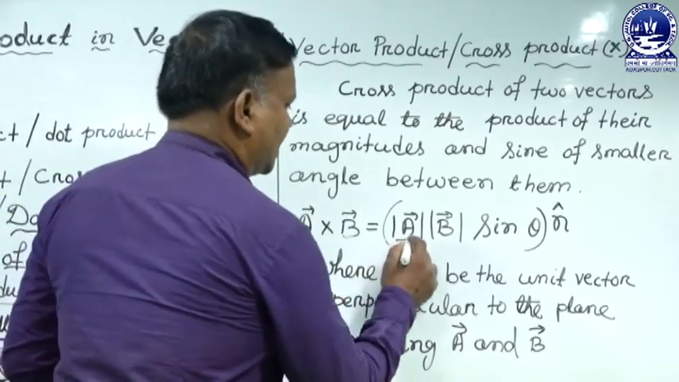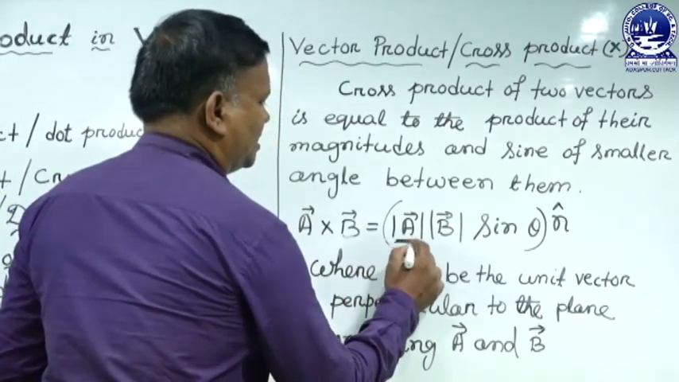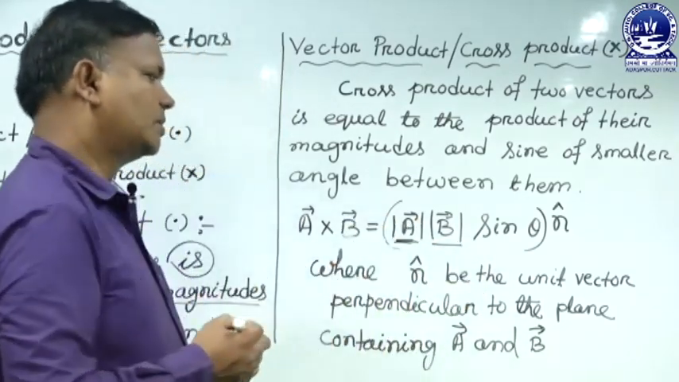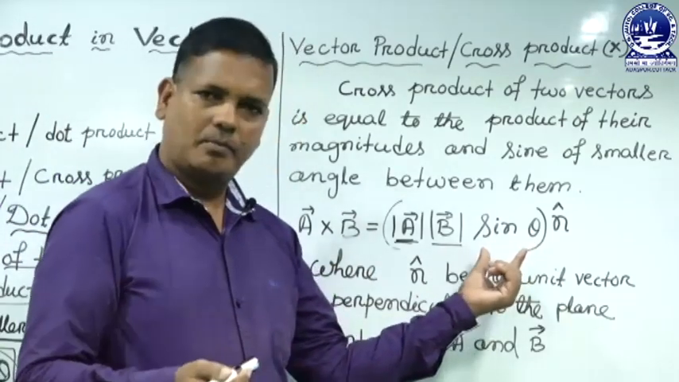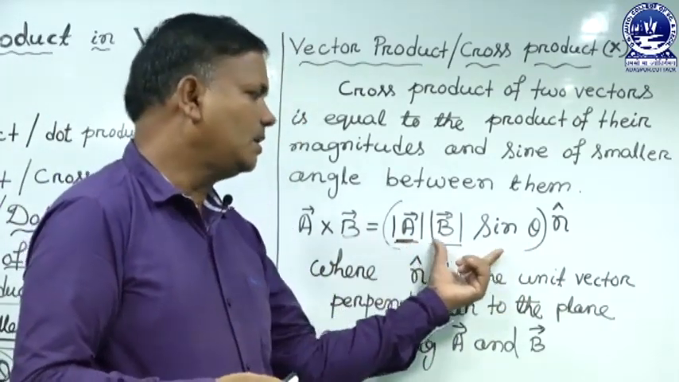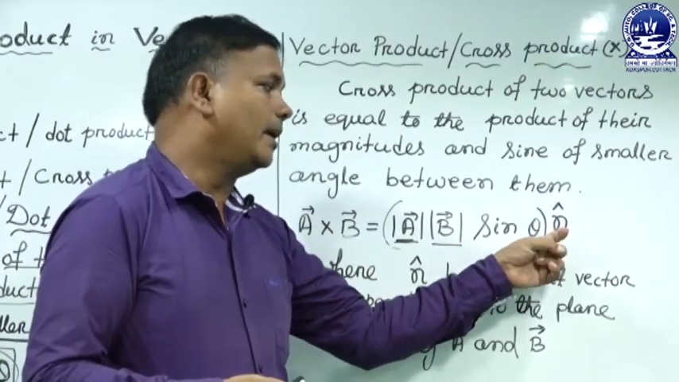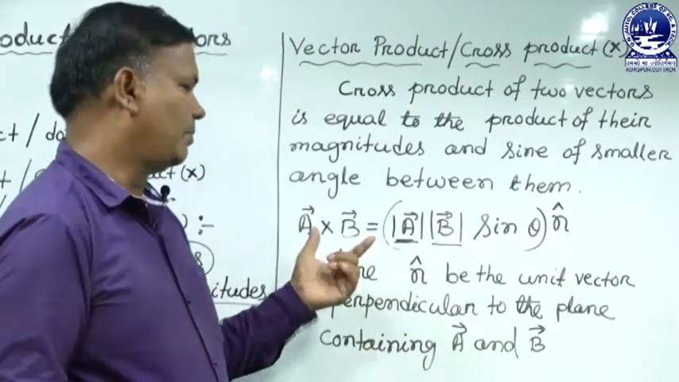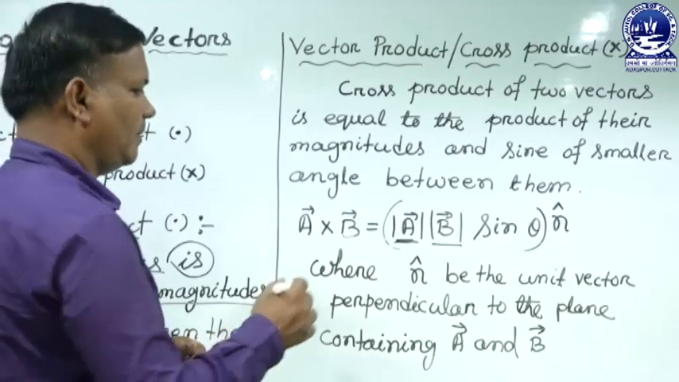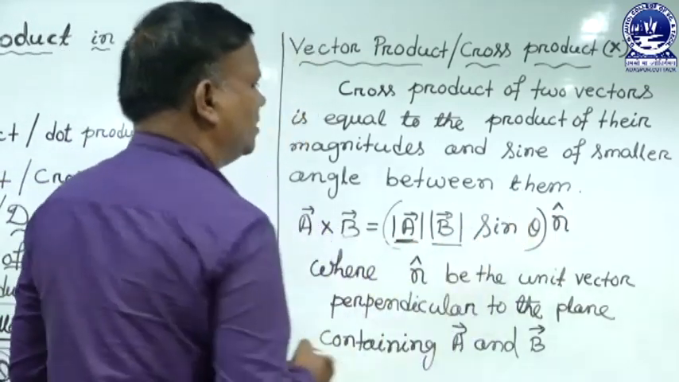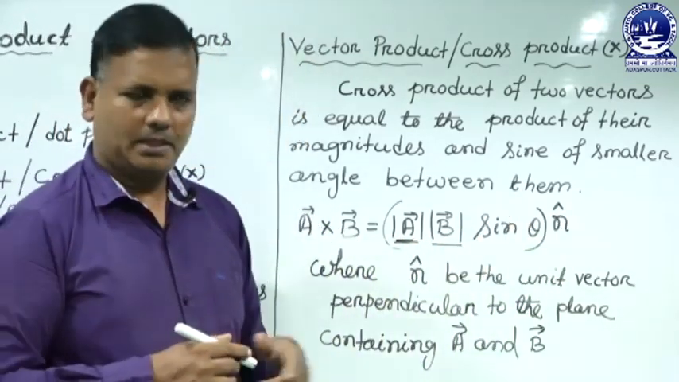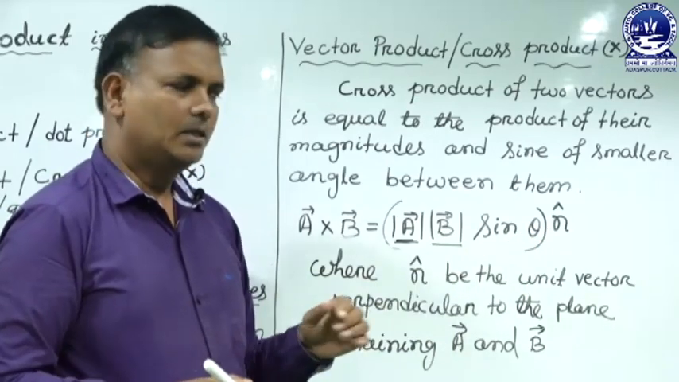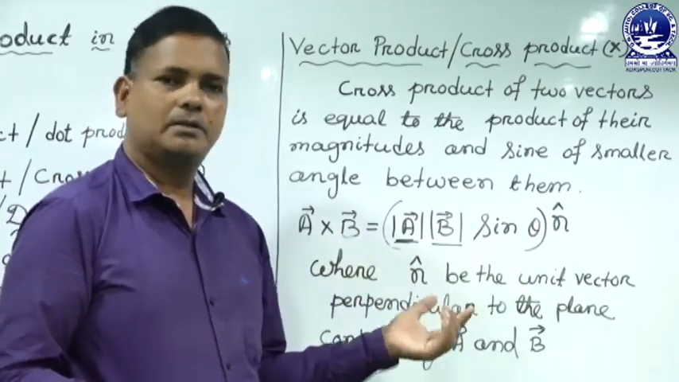But it is a scalar. Mod A is a scalar. Magnitude of B is also a scalar. Sin theta is a number, also a scalar. These three are scalars. Only the n cap gives the direction of A cross B. So n cap is a unit vector. So the magnitude of a unit vector is 1.